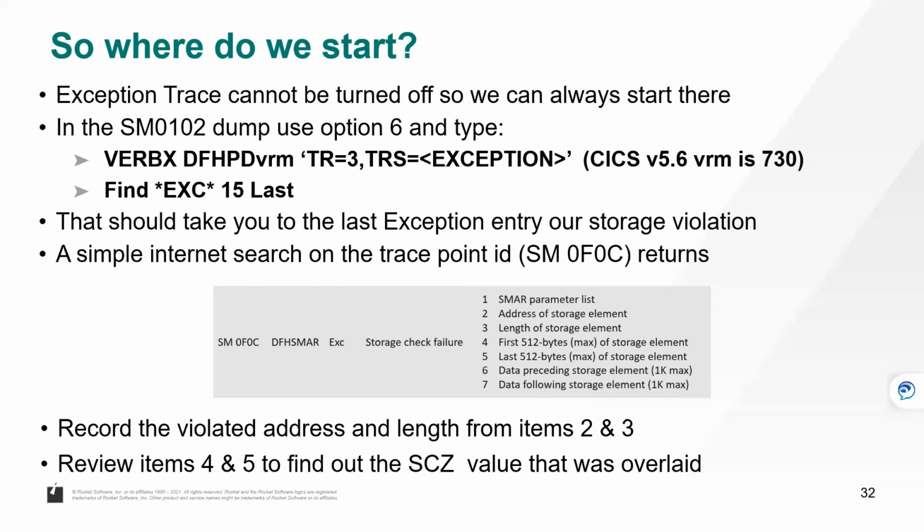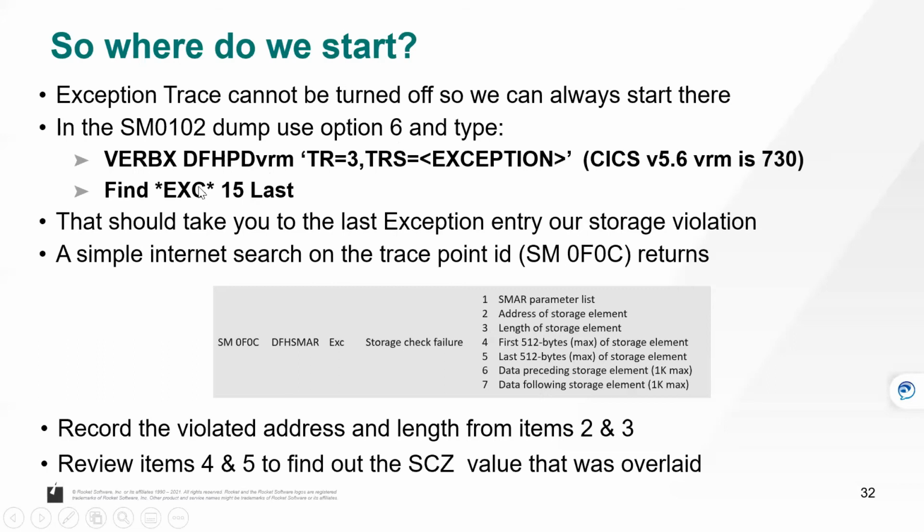Regardless of whether you turn off everything else there is in trace. So if you're in the dump, use option 6 and issue this command: VERBEXIT DFHPD730, where the version release modification for 5.6 is 730. Do a TR=3, which will give you summary, abbreviated trace and full trace, and do TRS, trace selection criteria, equal exception with a less than and greater than sign around it.